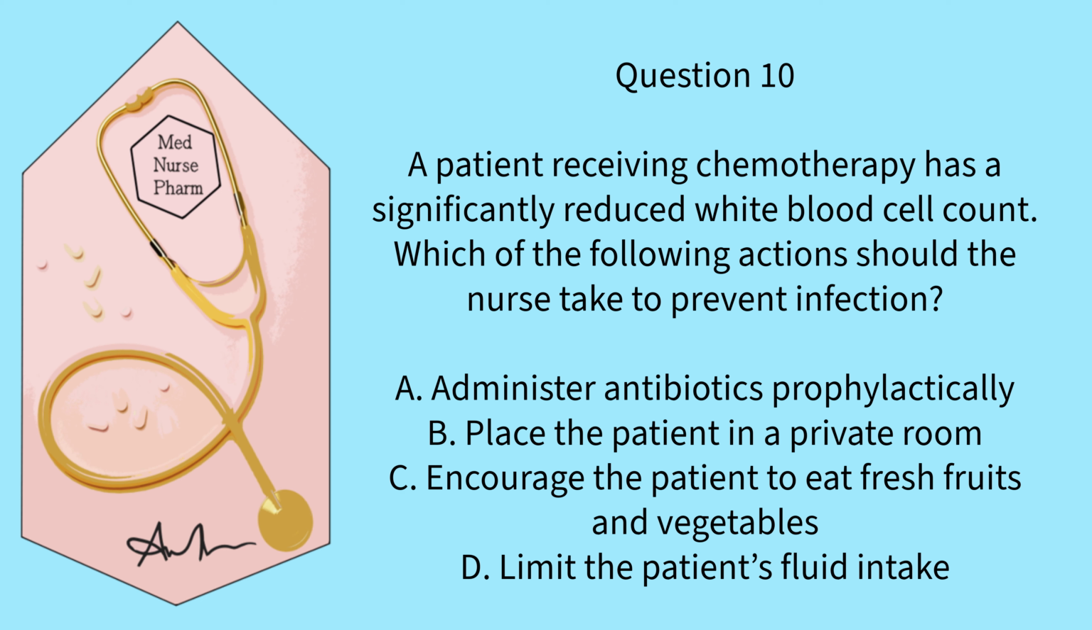Question 10. A patient receiving chemotherapy has a significantly reduced white blood cell count. Which of the following actions should the nurse take to prevent infection? Administer antibiotics prophylactically, place the patient in a private room, encourage the patient to eat fresh fruits and vegetables, limit the patient's fluid intake. Pause the video and select your answer.